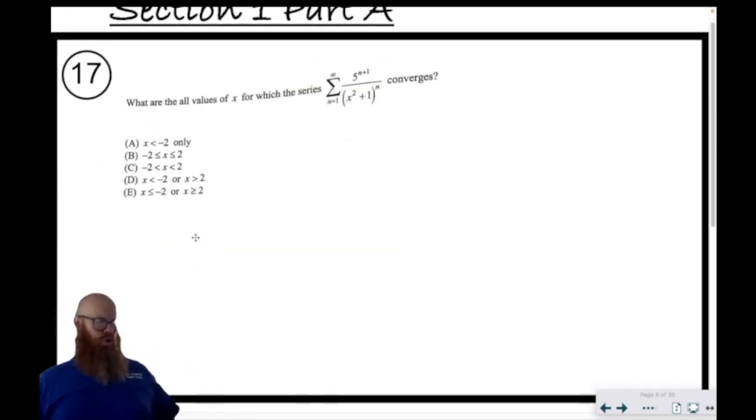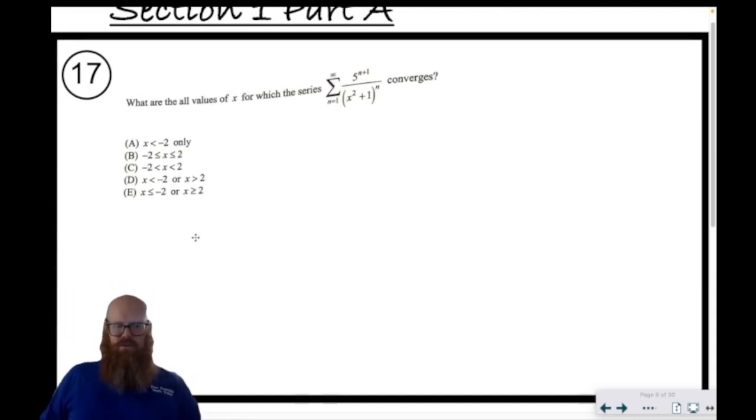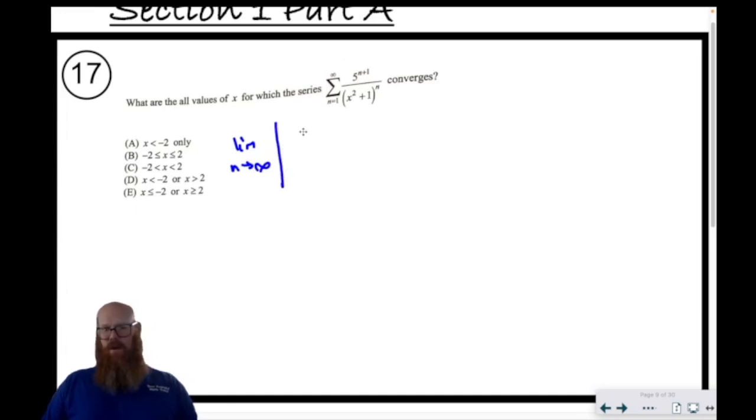All right, on we go to number 17. We want to know for which values the series converges. So I think what I'm going to do is just do the ratio test. So we have the limit as n goes to infinity of the absolute value of a sub n plus 1. A sub n plus 1 is 5 to the n plus 2 over x squared.